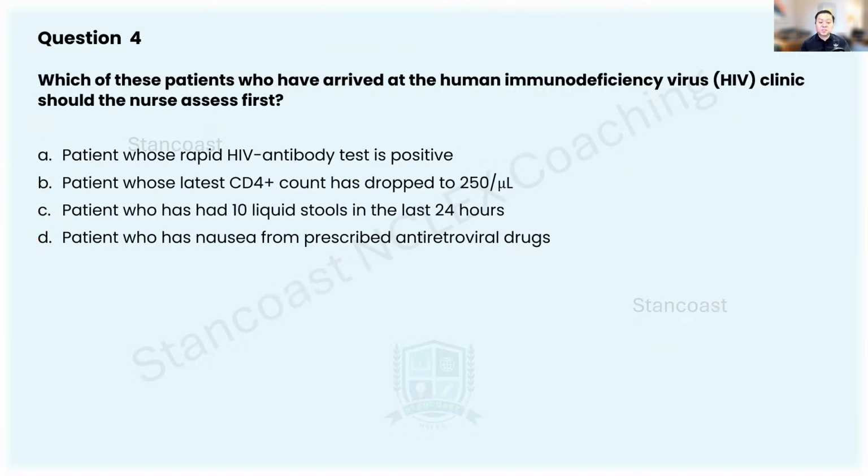Which of these patients who have arrived at the human immunodeficiency virus clinic should the nurse assess first? Is it A, patient whose rapid HIV antibody test is positive? B, patient whose latest CD4 plus count has dropped to 250 per microliter? C, patient who has had 10 liquid stools in the last 24 hours? And D, patient who has nausea from prescribed antiretroviral drugs. It's a priority question, guys. Take your final pick.